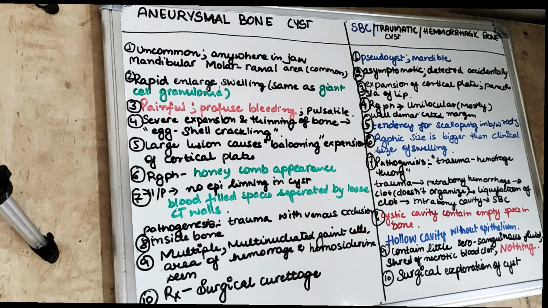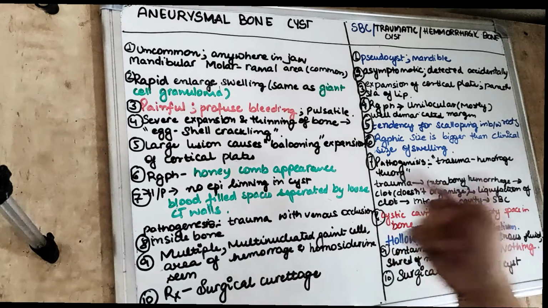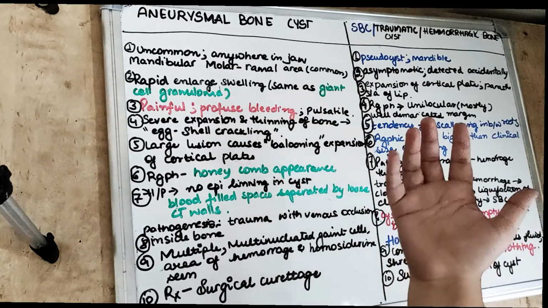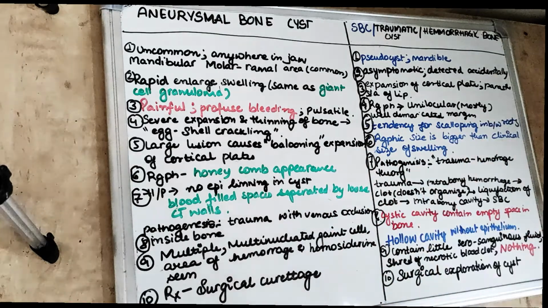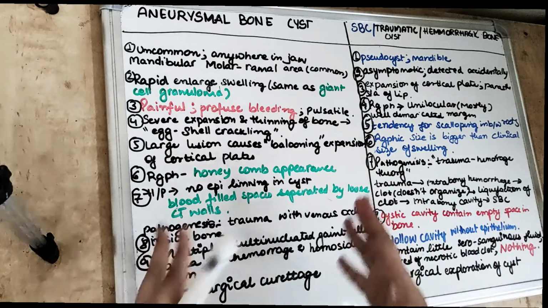Welcome back to our 10 in 10 series where we cover each topic under 10 headings in 10 minutes. In today's video we are going to talk about the aneurysmal bone cyst and the SBC, the solitary traumatic bone cyst. Most students find it difficult to understand because there are so many similarities between them, but we need to understand the differences.